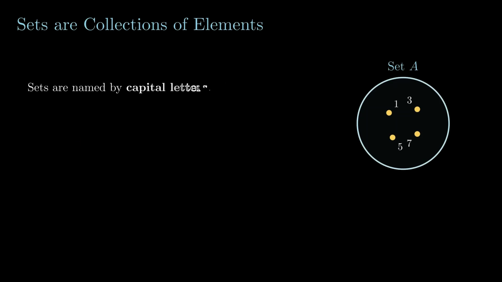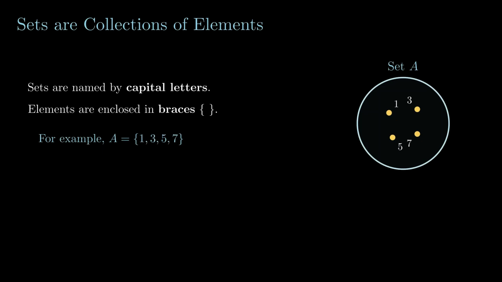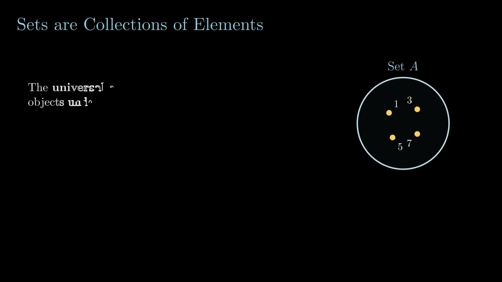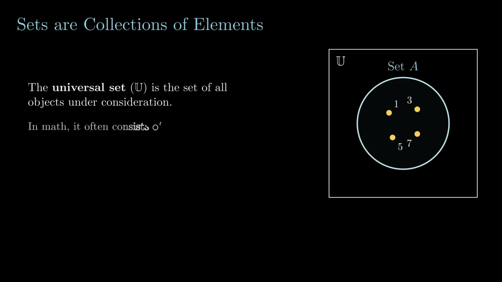Sets are usually named by capital letters. The elements of a set are enclosed in braces. For example, A equals the set containing 1, 3, 5, and 7. The universal set, denoted by the symbol U, is the set of all objects under consideration. So in a math course, the universal set often consists of all numbers.